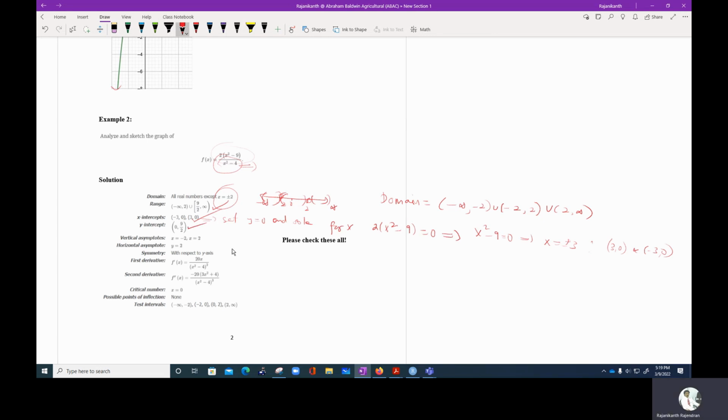Okay, now you will see vertical asymptotes because there are 2 points where the function is undefined. Those 2 points are going to be the vertical asymptotes, right? x is -2 and x is 2. Then you will see the horizontal asymptotes. How do you find the horizontal asymptotes?